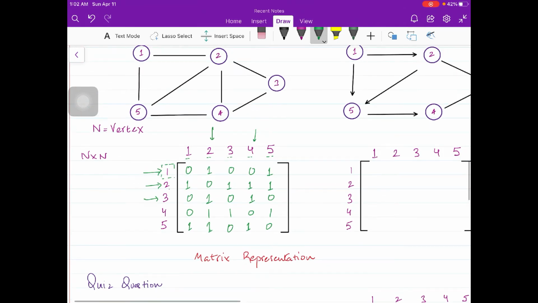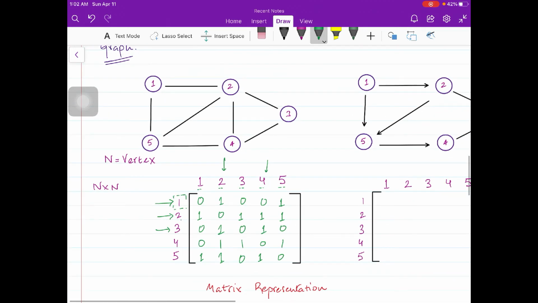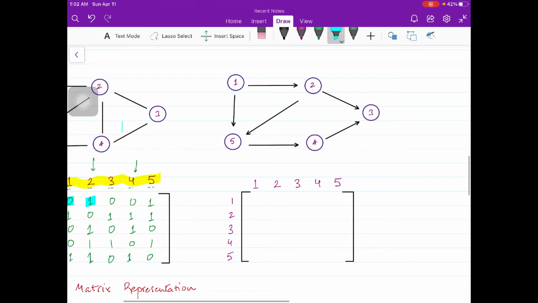So now this is the representation of this undirected graph in a matrix form. That's it. So this matrix now represents this graph. These things represent your vertices, and the values inside here represent your edges, whether there is an edge between two corresponding vertices or not, right? So now let's do one more example for a directed graph.